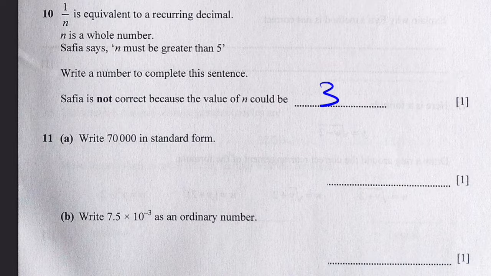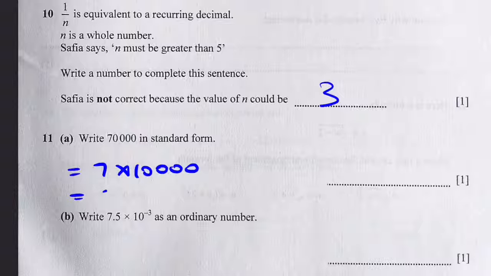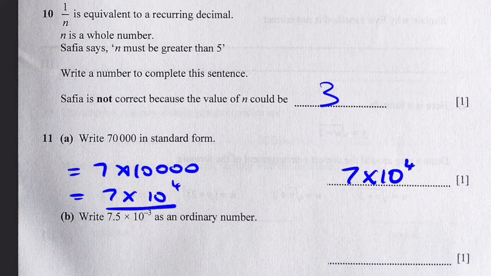Question 11, A. Write 70,000 in standard form. That will be equal to 7 into 10,000. We can write it like that, right? 70,000 is 7 times 10,000. Now, the 10,000 can be written as a power of 10, 10 to the power of 4. So that is our answer, 7 into 10 to the power of 4. Let's go to part B.